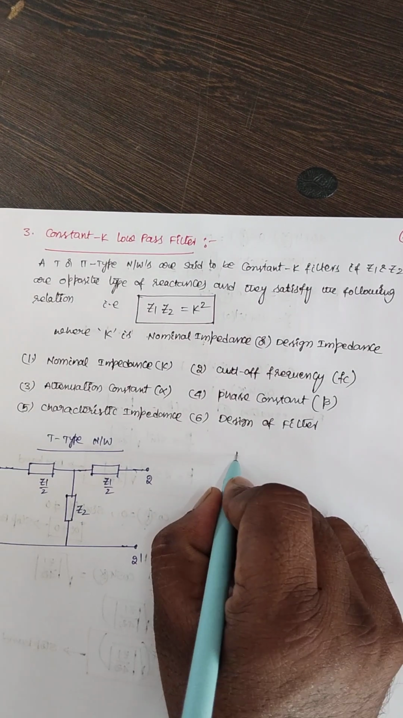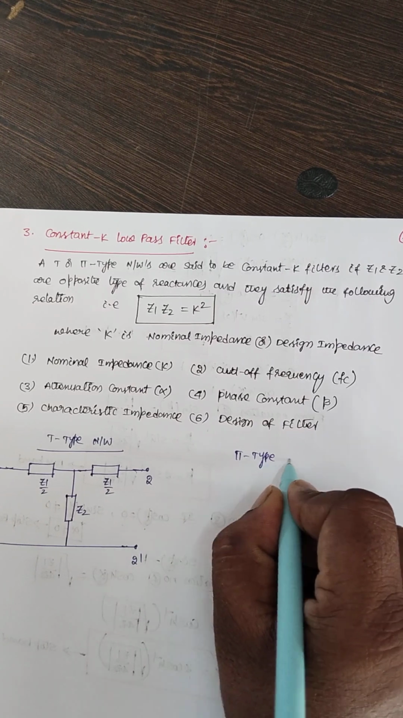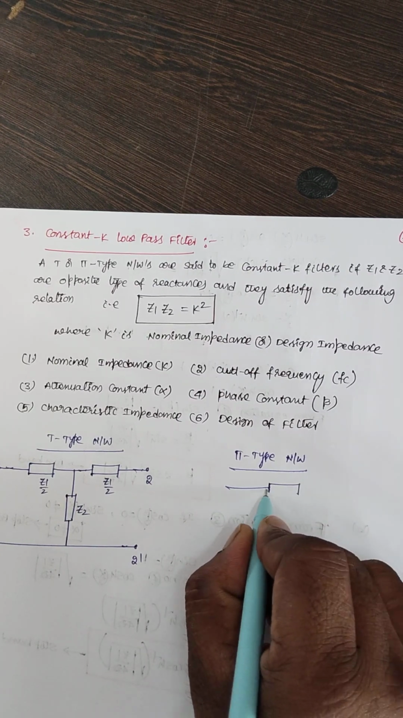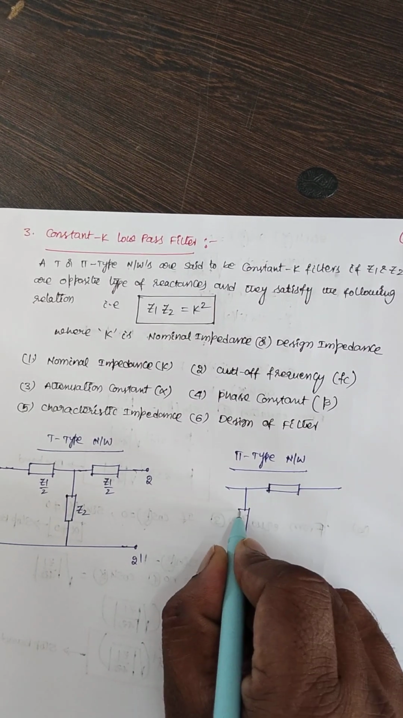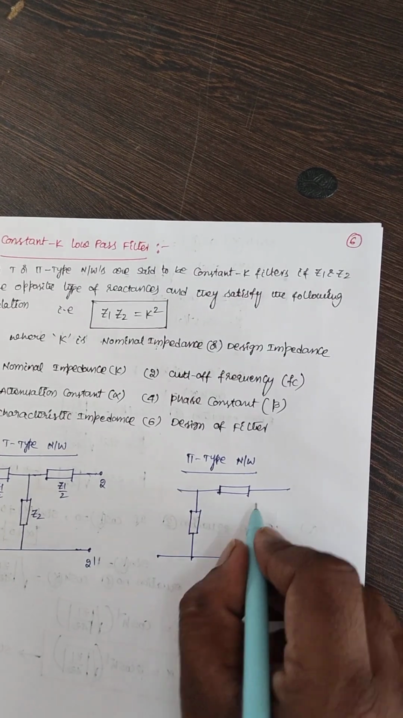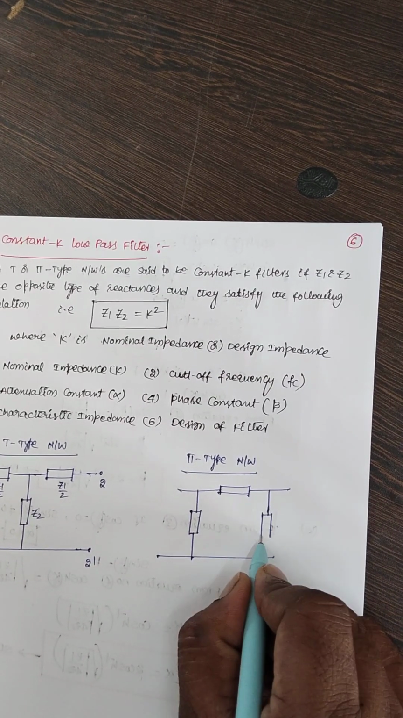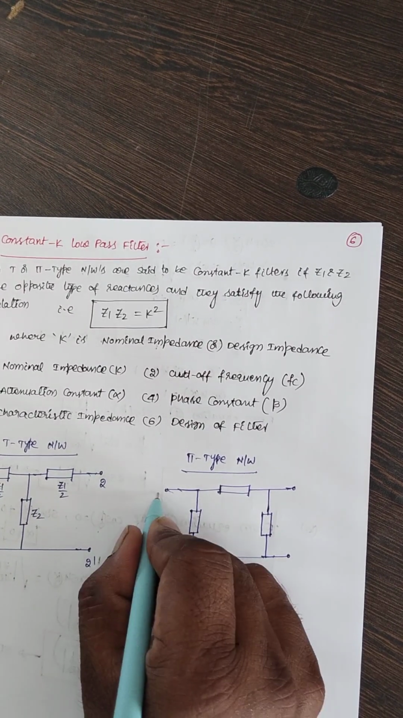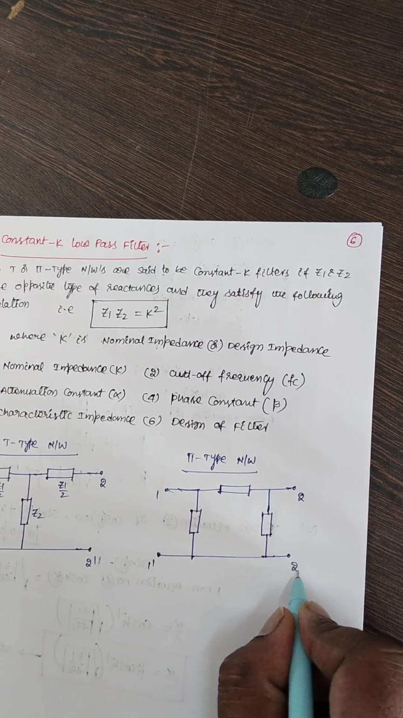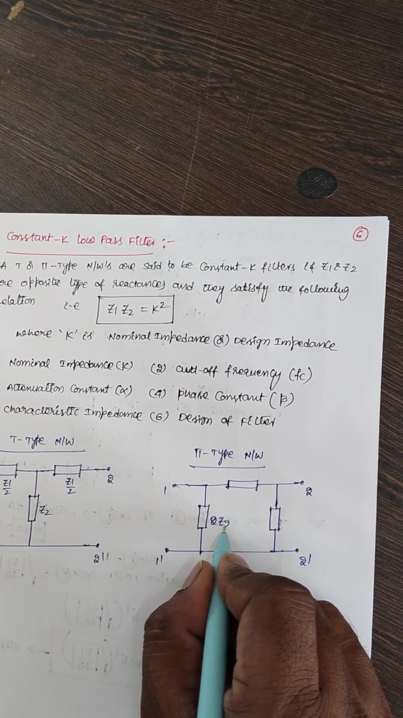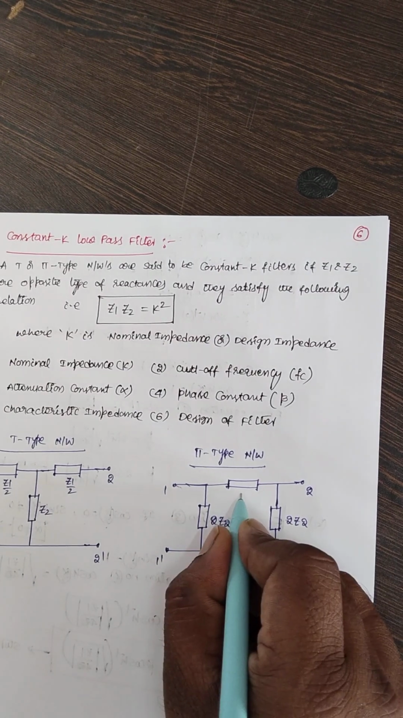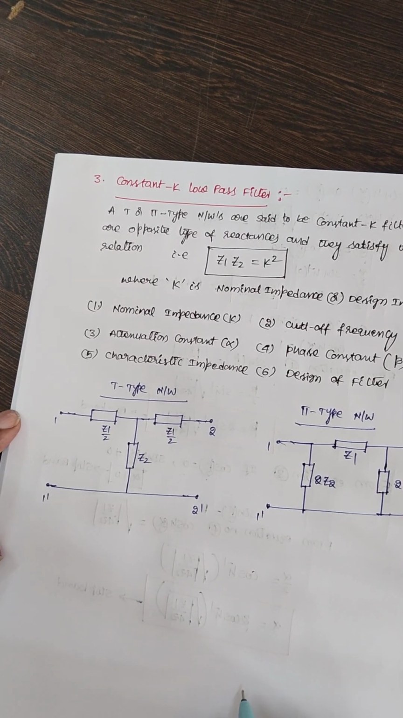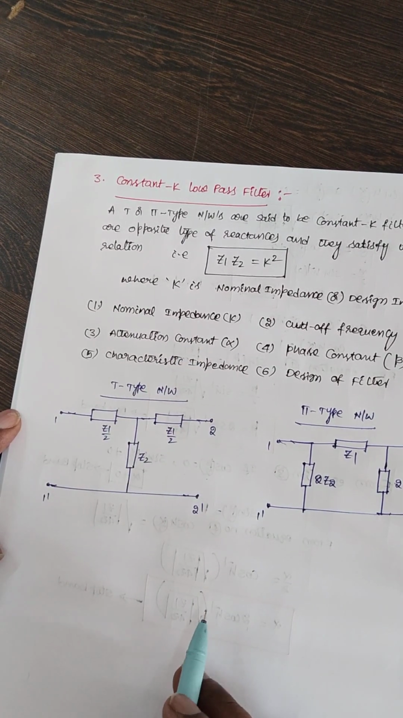Next, for pi type of network. For pi type network, it is 1 dash, 2 dash, and it is normally represented with 2Z2. It is 2Z2. It is Z1. Okay. Now I need to calculate this nominal impedance.